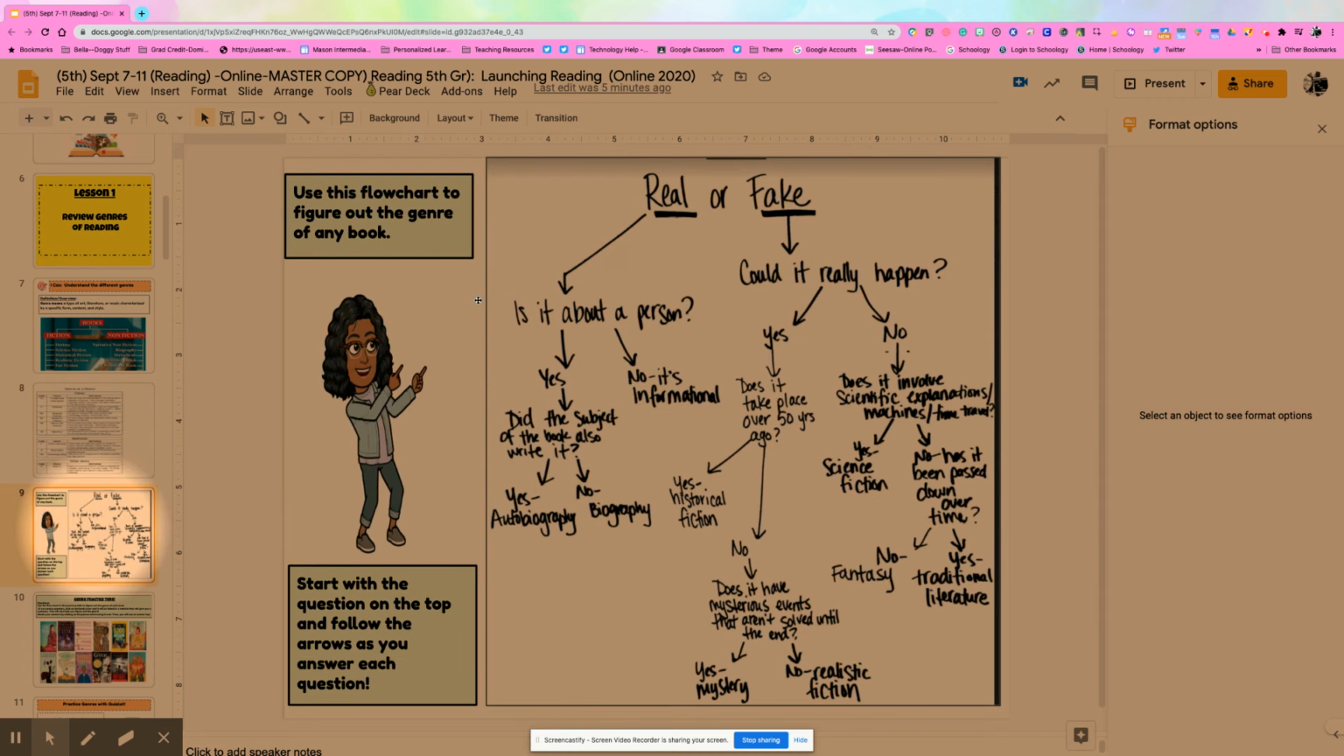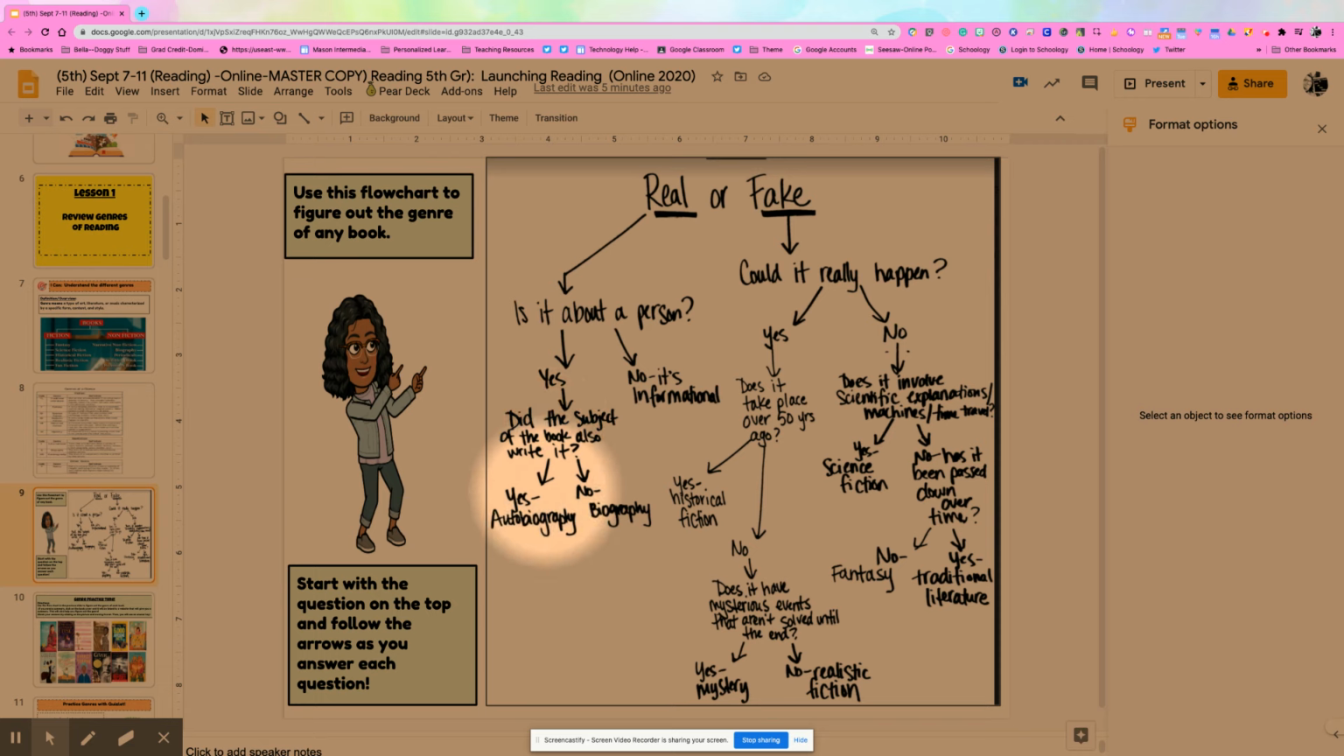Now, check out this flow chart to figure out the genre of any book. So you start off by saying, is my book real or fake? Let's say my book was real. Then you ask this question, is it about a person? The answer is yes. You go down and follow this flow chart. Did the subject of the book also write about it? If the answer is yes, then it's an autobiography.